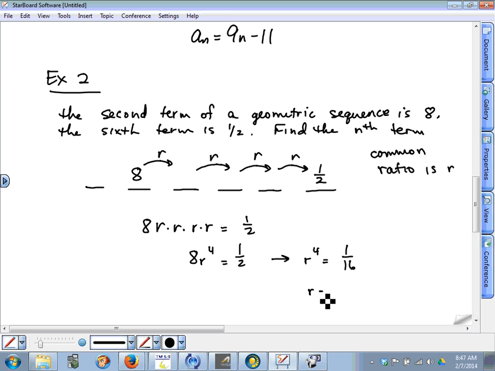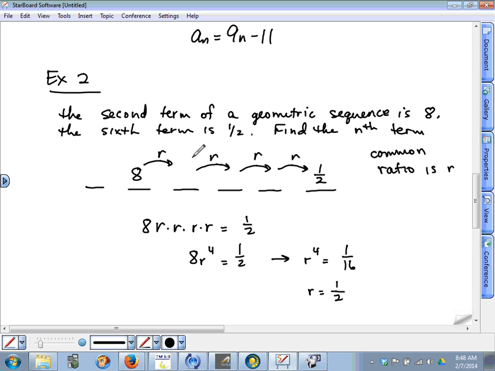Take the fourth root on both sides. And the fourth root of 1/16. You should know that. The fourth root of 16 is 2. So r is equal to 1/2.